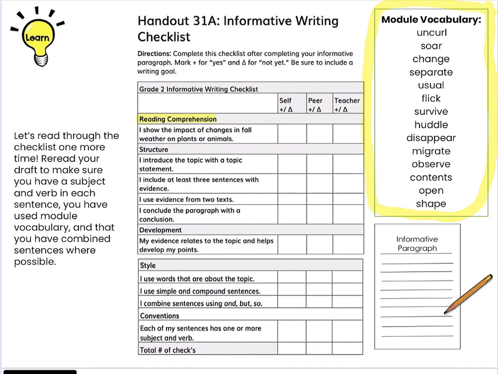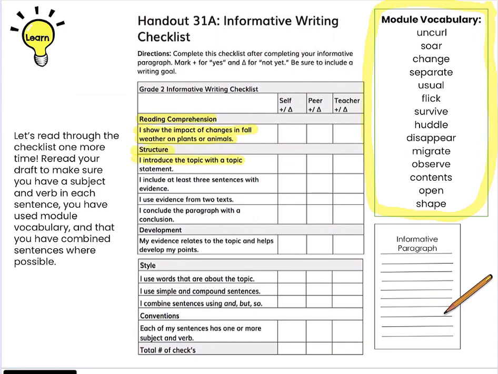So we start with reading comprehension. I show the impact of changes in fall weather on plants or animals. So make sure you're telling us how the changes in fall affect plants, what happens to plants because the weather is changing, and what's happening to animals. What do the animals do as the weather changes? We have structure.